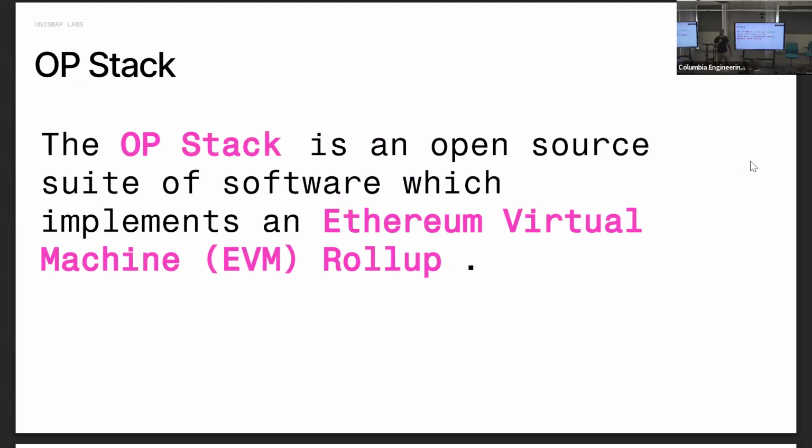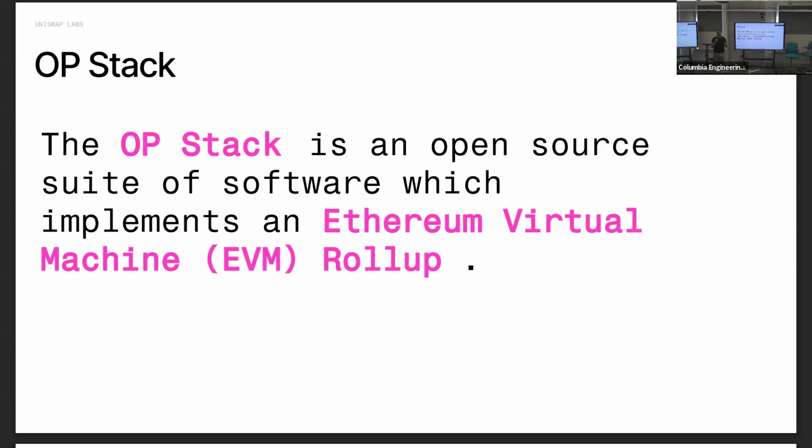Cool, the OP stack. What is the OP stack? It's an open source suite of software which implements an Ethereum virtual machine rollup. So I'll start with what the EVM is. It's just a virtual machine. So you write some code, it compiles down to this specific language. Kind of the key thing with the EVM is we've heard about Solana, we've heard about some other L1s. Any protocol like Uniswap, which is built for the EVM, can easily be moved to different EVM chains.